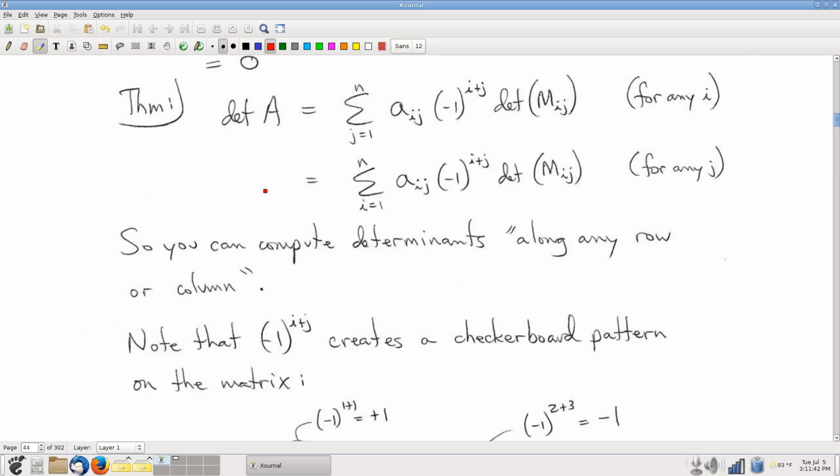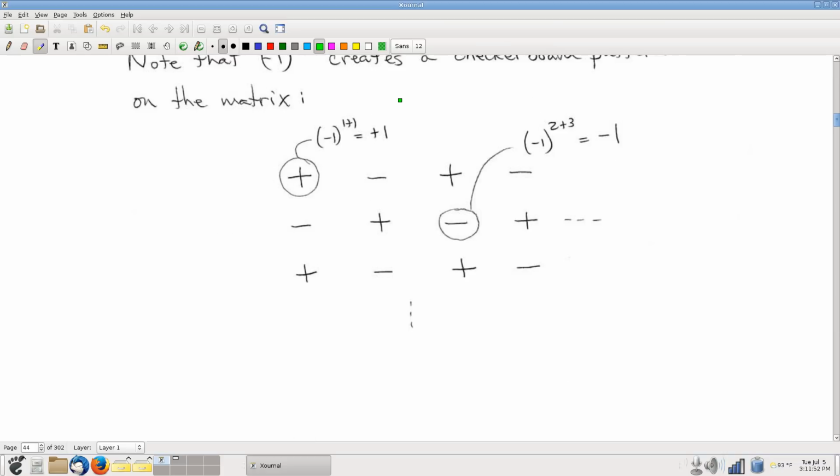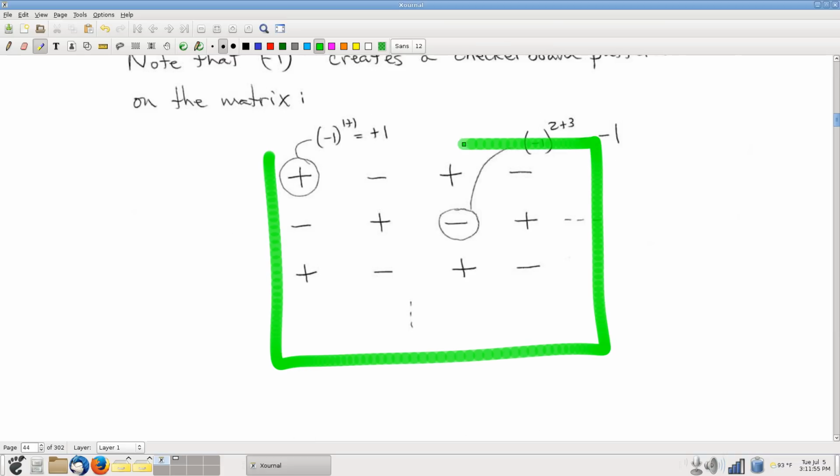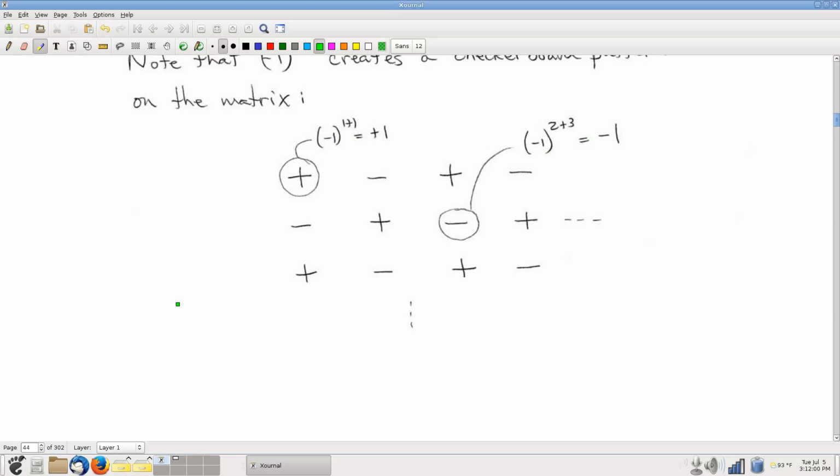Now before we do an example, I want to talk about the negative ones. These negative 1 to the i plus j that you see in both of these formulas. I just want to note that negative 1 to the i plus j creates this checkerboard pattern, interestingly. So look at some cases. In the first row, first column, of course, we get negative 1 to the 1 plus 1, which is positive. So we get a plus there. If you move over by one column, then you're going to have negative 1 to the 1 plus 2. That's going to be negative.